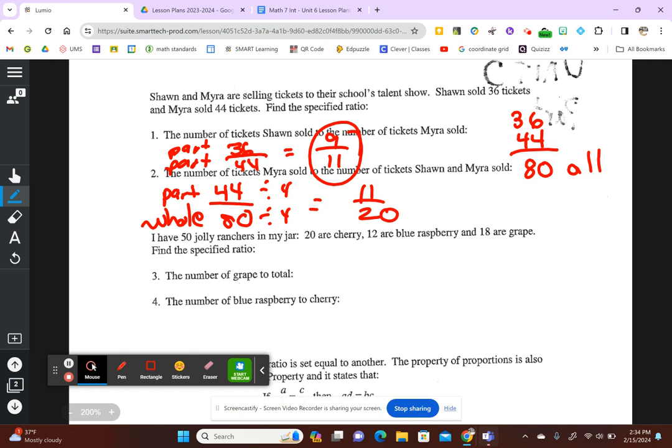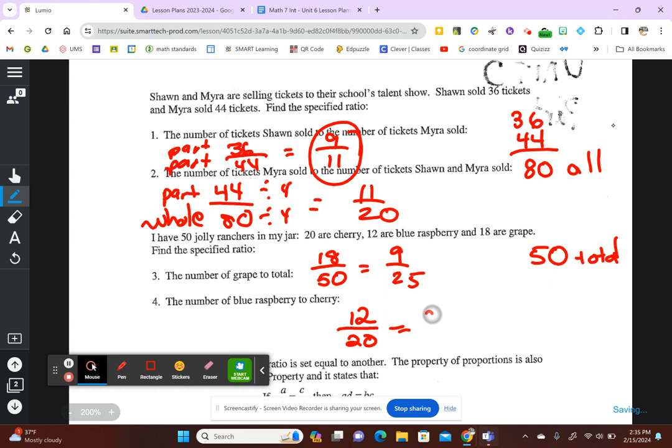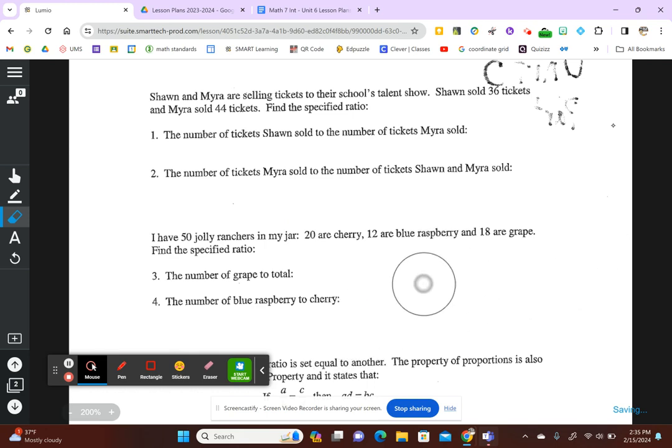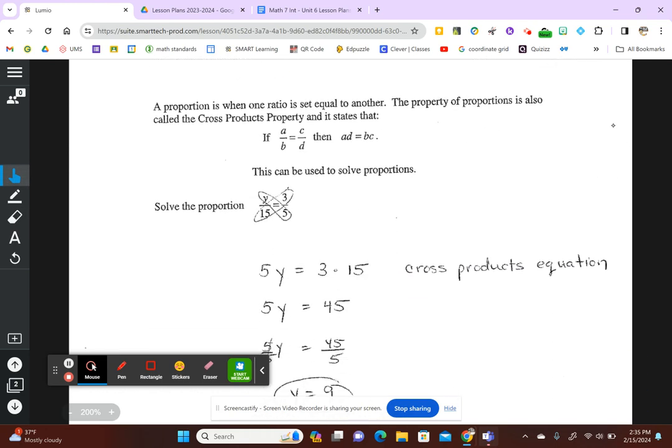Now, the next one says, I have 50 Jolly Ranchers in my jar. 20 are cherry, 12 are raspberry, 18 are grape. If I add them all together, that's 50 in total. Okay, so the number of grape to the total would be 18 grape to 50 total, or 9 to 25. The number of raspberry, 12, to the number of cherry, 20, or 3 to 5. So number 3 is a part to whole ratio, and number 4 is a part to part. Again, in these, it really doesn't matter, but I want you to get used to thinking about it because sometimes it does matter.